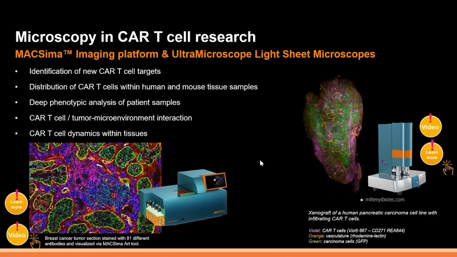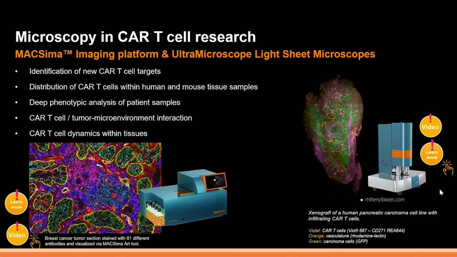On the other hand, our light sheet microscopes of the ultramicroscope family enable you to visualize whole biological systems in 3D. Moving the samples through the light sheets allows the generation of sharp and bright 3D images of, for example, the tumor microenvironment, thereby really giving you the full insight of the tumor immune cell interaction.